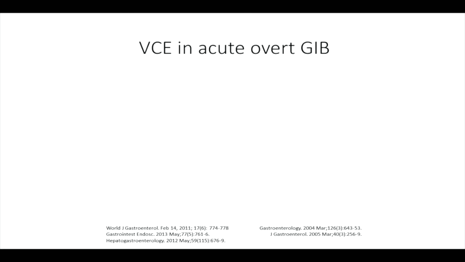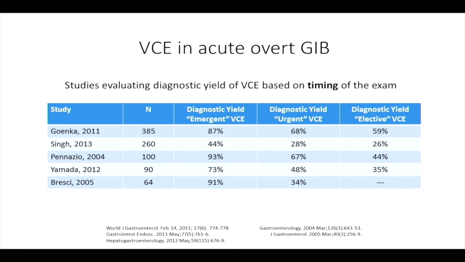So how good is capsule in acute overt GI bleeding? A number of studies have looked at the diagnostic yield of capsule based on the timing of the exam. And as you can see in all of these studies, the diagnostic yield drops significantly as you go from an emergent exam to an urgent exam to an elective exam. And the diagnostic yield for an emergent capsule, which is defined differently in different studies, is really between 70 and 90%, excluding this one trial, which really has had inexplicably low diagnostic yields.